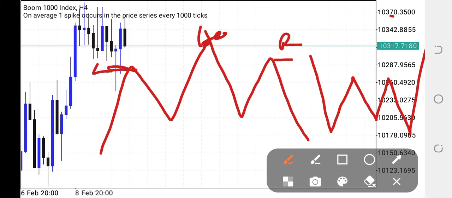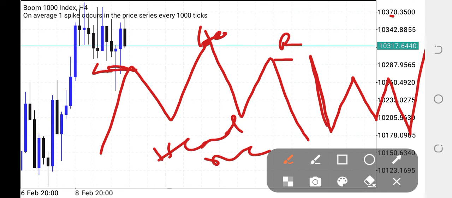This one is the inverted head and shoulder pattern, and this one is the head and shoulder pattern. Why is this inverted? You can see it is upside down, it's not up, it's upside down. It's the same thing: the left shoulder, the right shoulder, and the head.